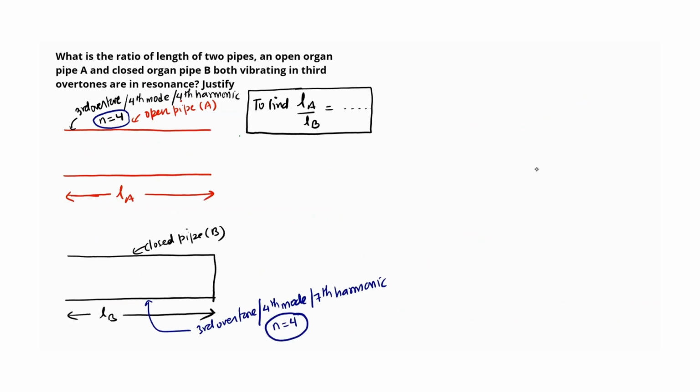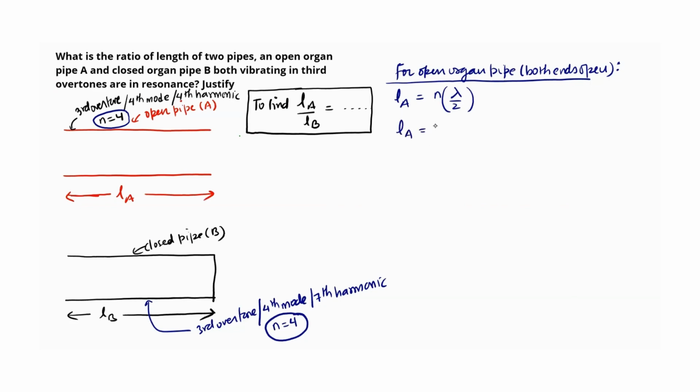Now, we know, so I'm writing over here, for an open organ pipe, both ends open, we have L equals n times lambda by 2. Now we know n equals 4, therefore we can write L equals 4 times lambda by 2. So this gives L equals 2 lambda. I'm putting in this figure, okay? L is 4 times lambda by 2. So on simplification, we get L equals 2 lambda. Clear?